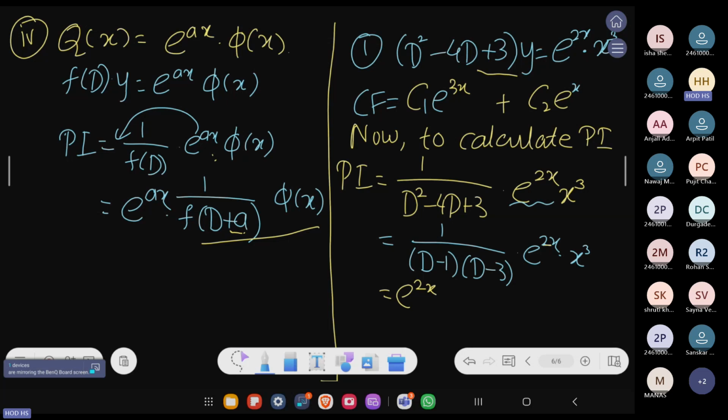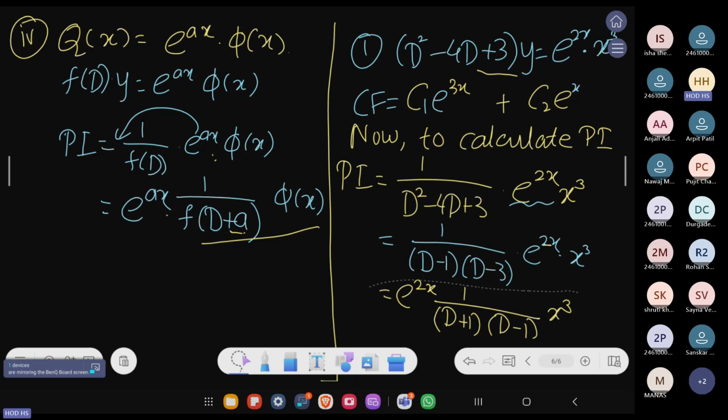What is the value of a here? 2. So instead of d, substitute d plus 2. So you will get 1 upon d plus 2 minus 1, which gives d plus 1, and d plus 2 minus 3 will be d minus 1, of x cube. Right?